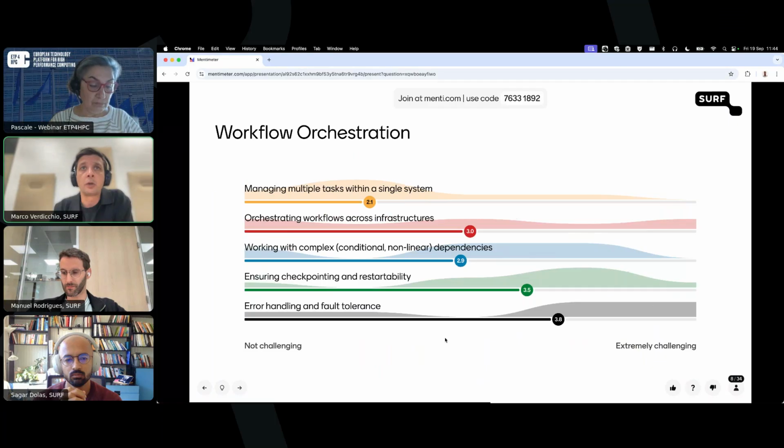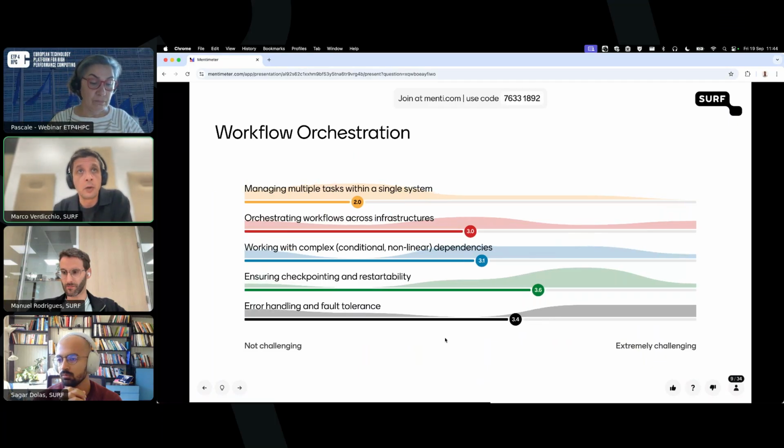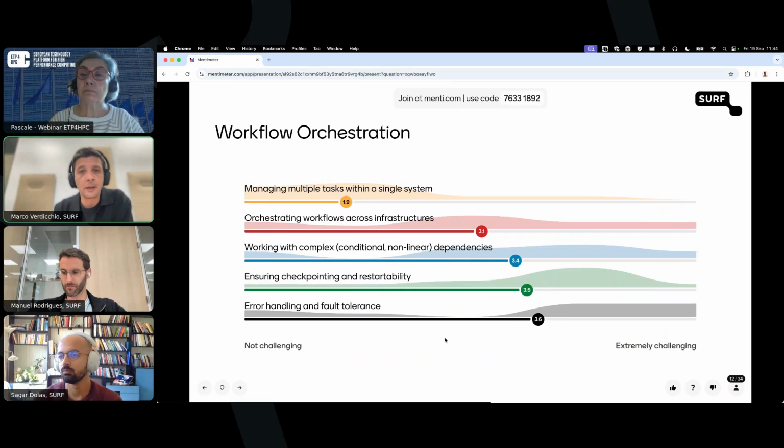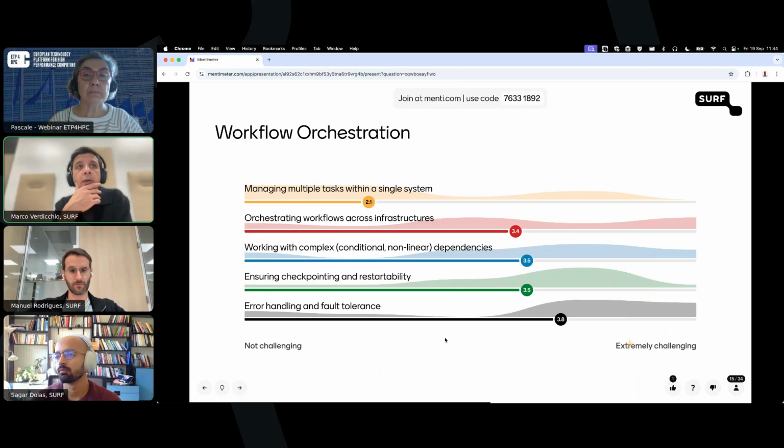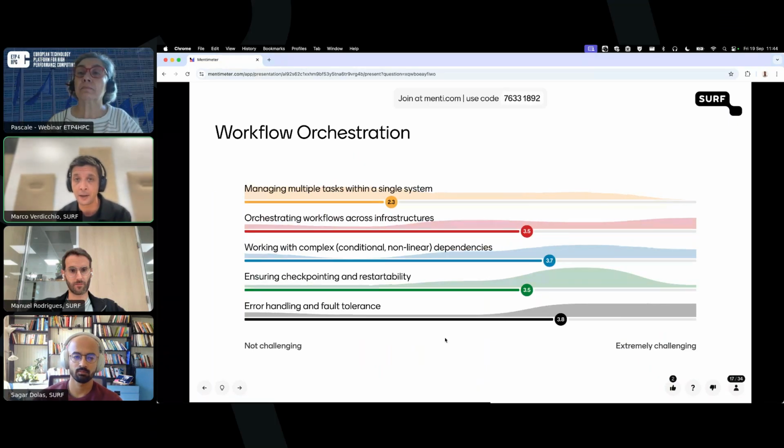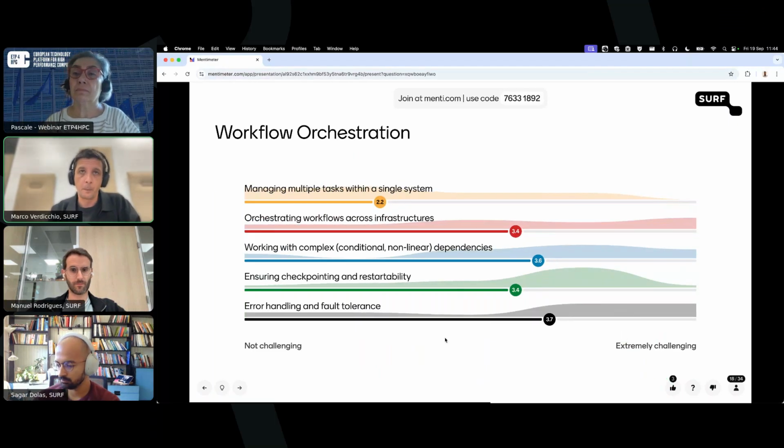Third point, working with complex dependencies. So yeah, non-linear workflows with dependency, conditional, event triggered steps sometimes. Fourth part on ensuring checkpointing and restartability. And the last challenge is error handling and managing fault tolerance, especially on large scale HPC systems where node failure or hardware failure becomes more significant statistically, and especially when you start coupling multiple infrastructure and platforms.